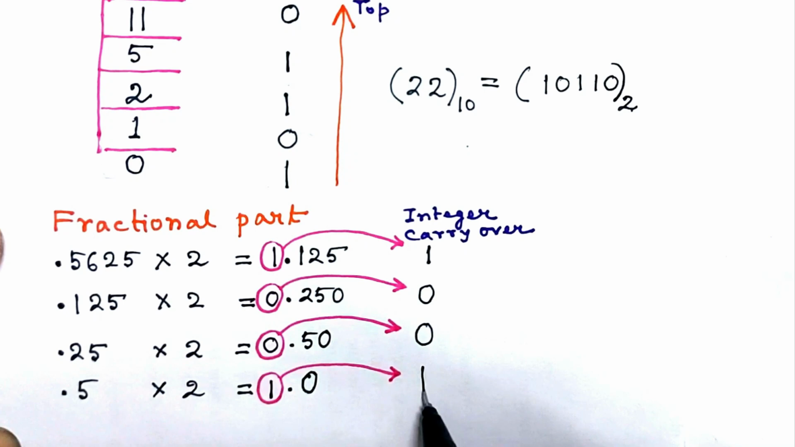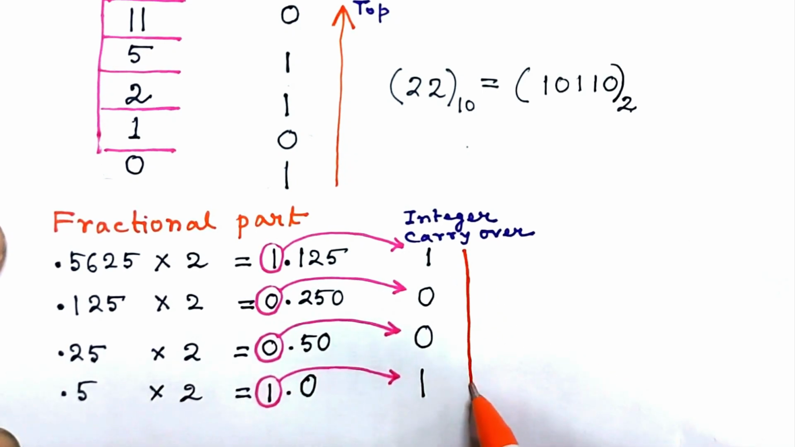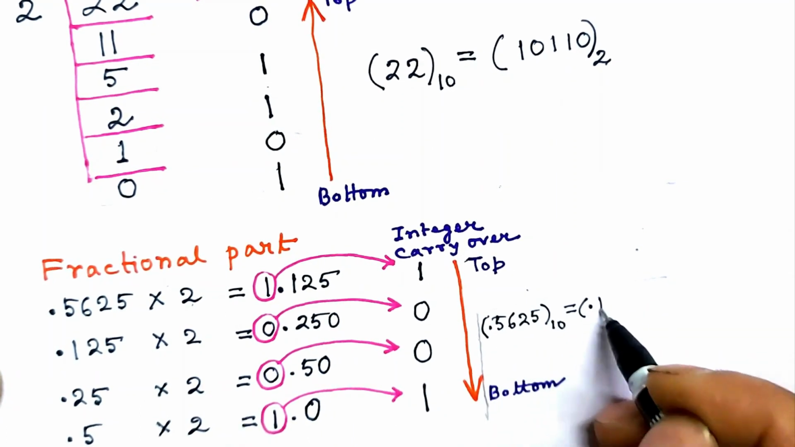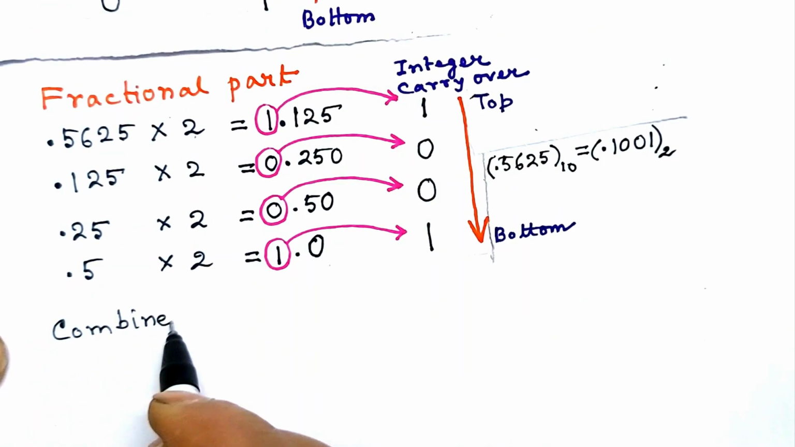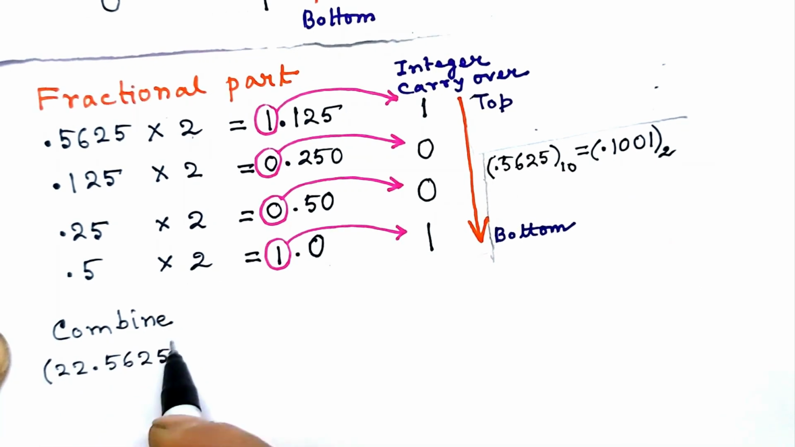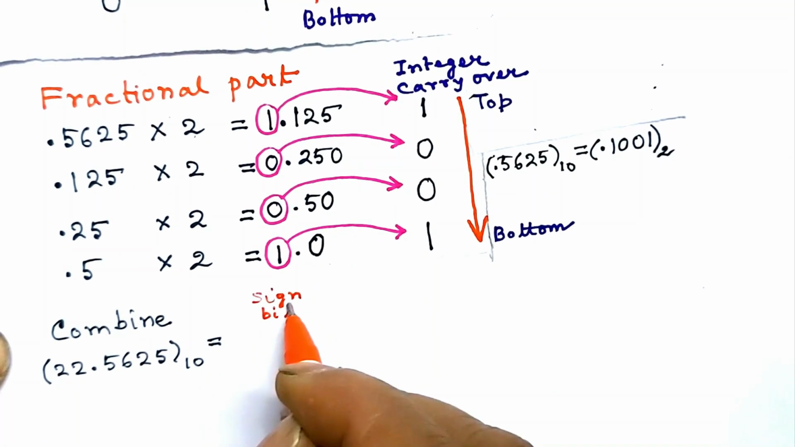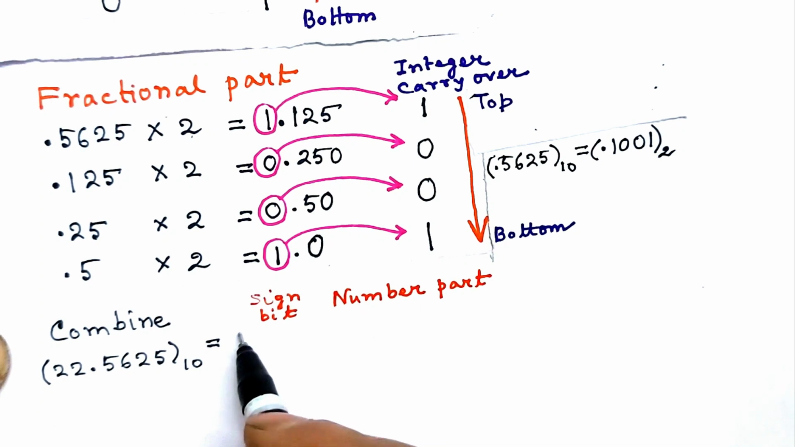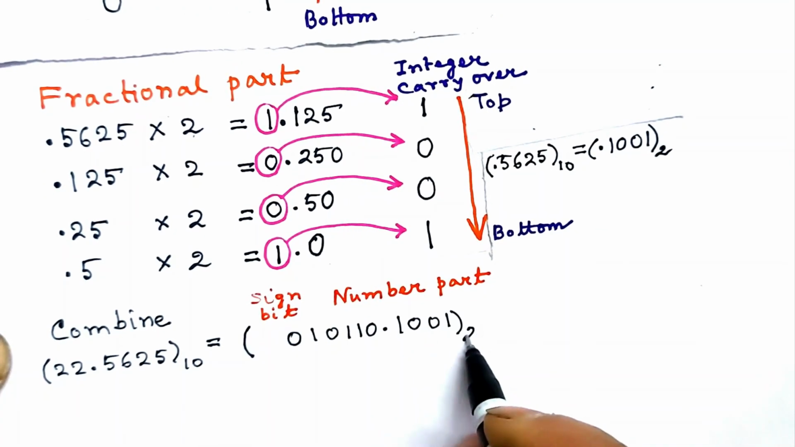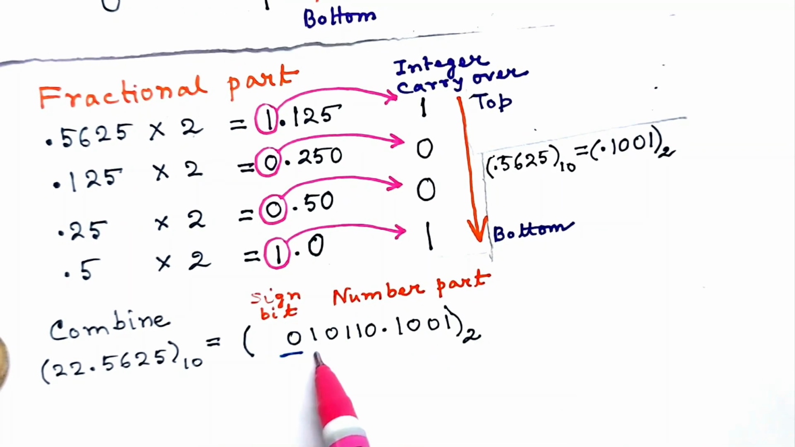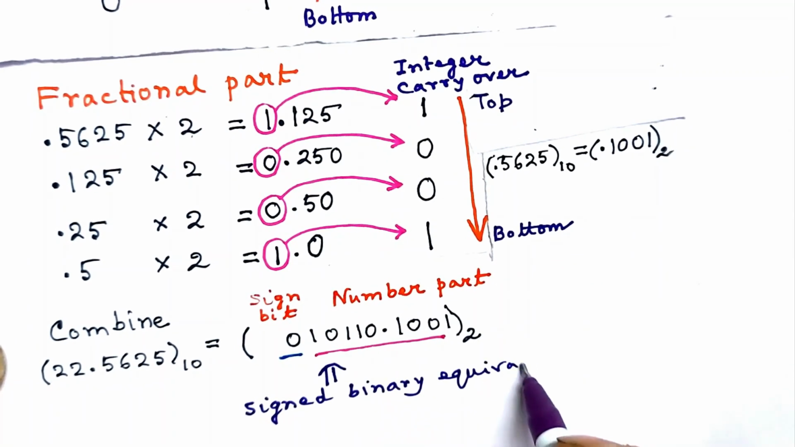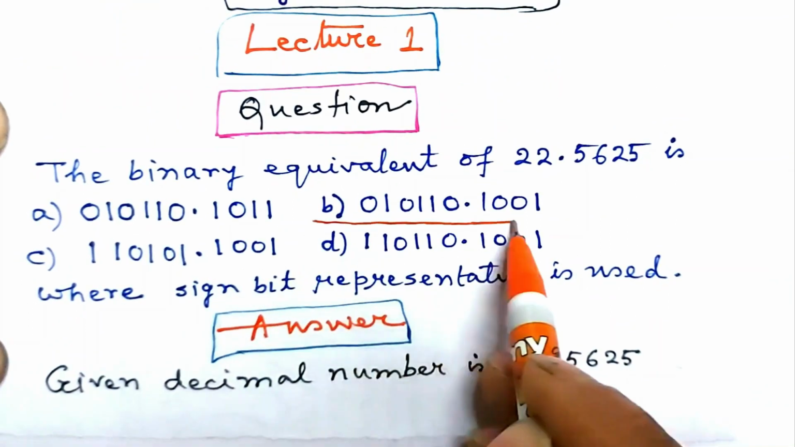How to read this string of bits? This way, from top to bottom. So we have combined the integral part and the fractional part now to get. We shall write the sign bit here and after that the number bit. We thus end up with. Let us repeat. This is the sign bit and this is the number bit. This is the sign binary equivalent, and option B is the correct option.